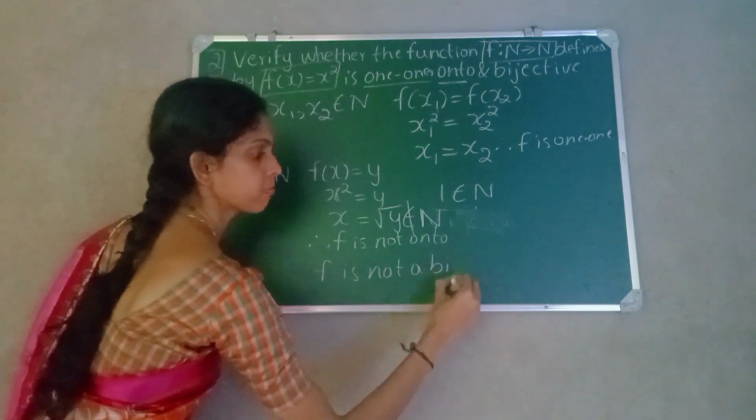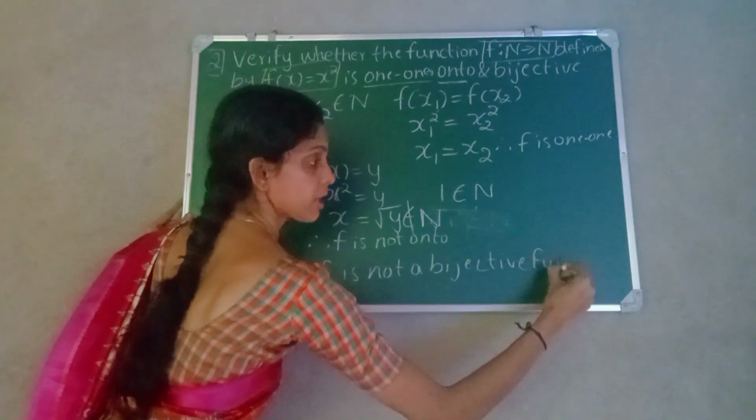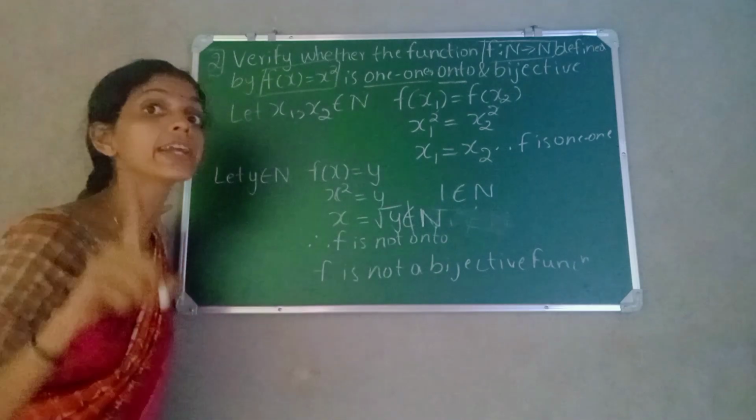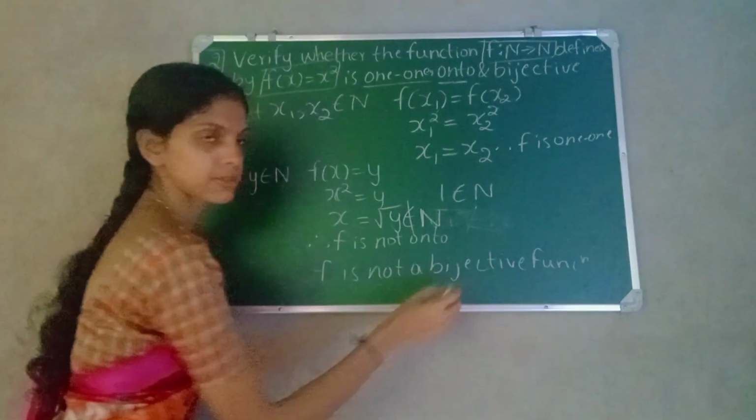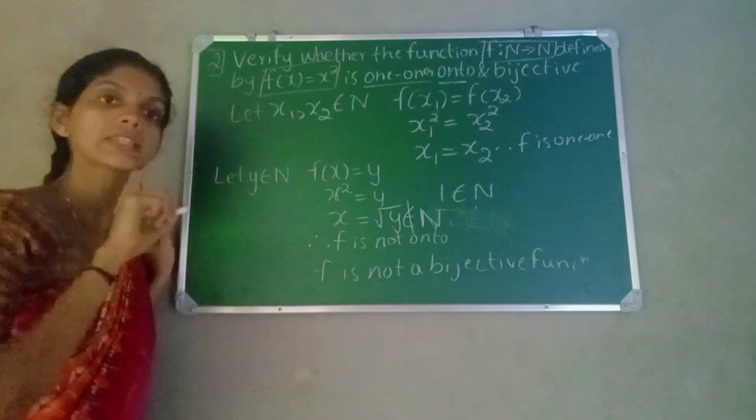Bijective function definition is, if a function is both 1-1 and onto, then only the function is bijective. If the condition fails, then the function is not bijective.